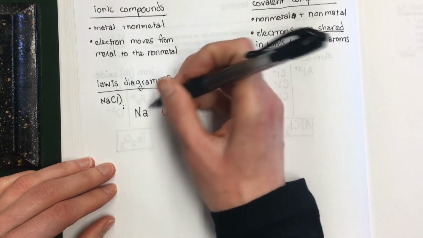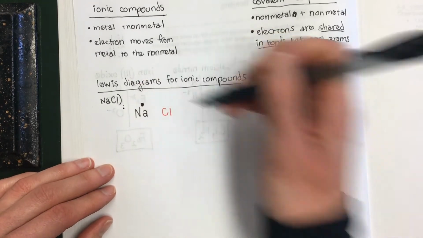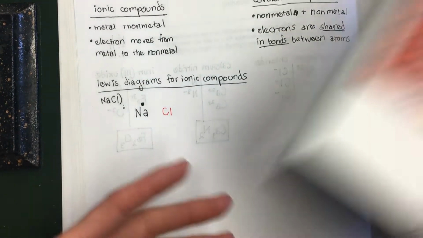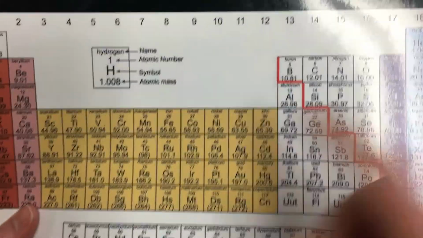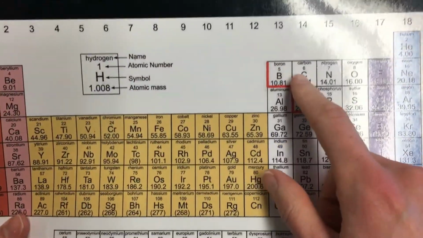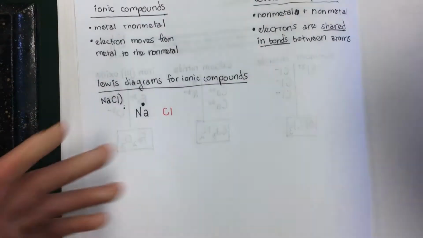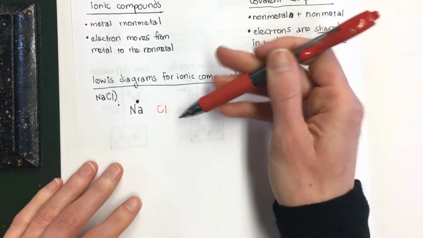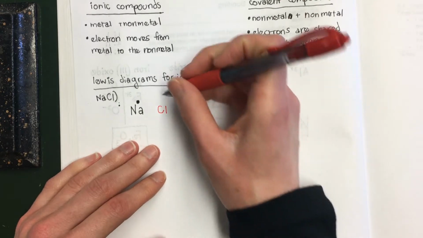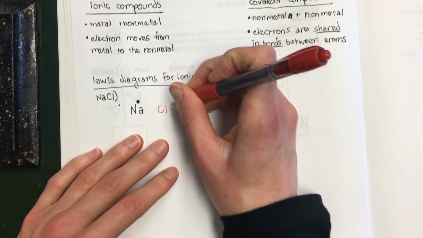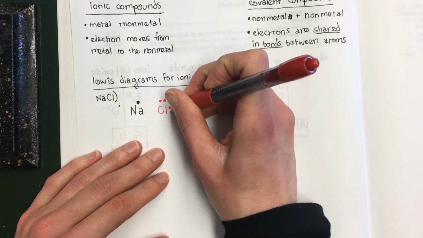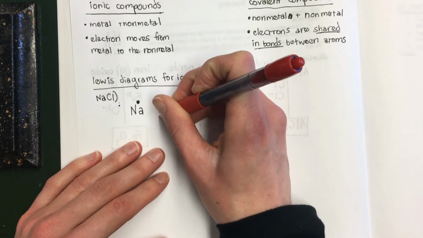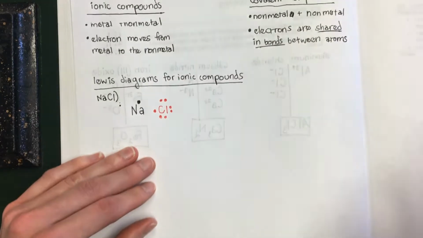I can draw anywhere around the sodium. I'm going to draw it up here. Now, chlorine has 7 valence electrons because it's in the 1, 2, 3, 4, 5, 6, 7th column. So I'm going to draw 7 dots. And the way that you usually do this is you draw 2 dots on each side of the atom. So 1, 2, 3, 4, 5, 6, 7.